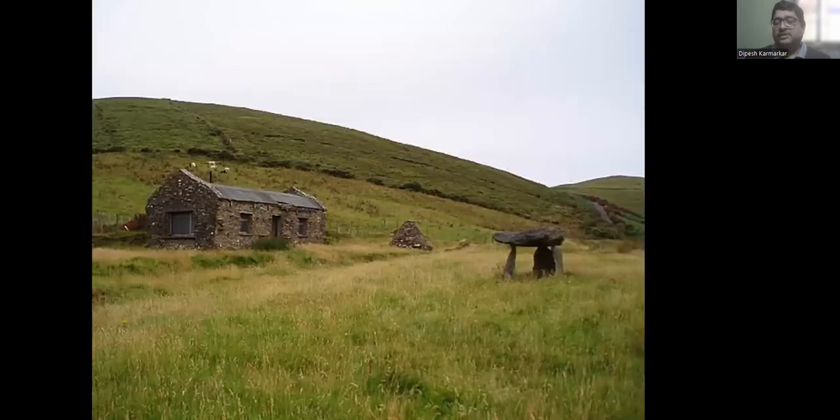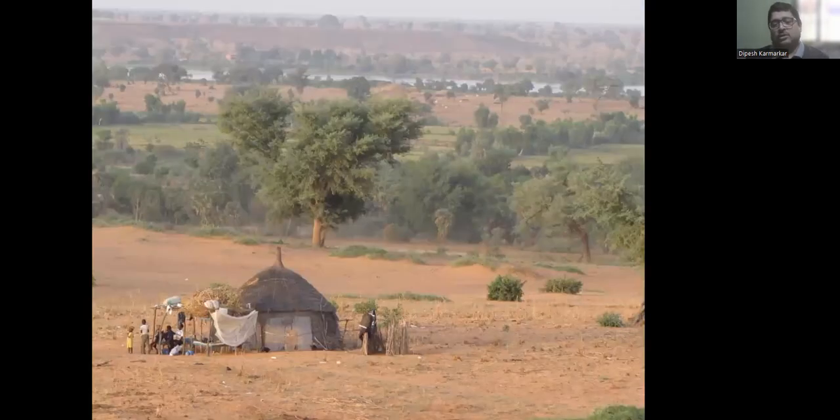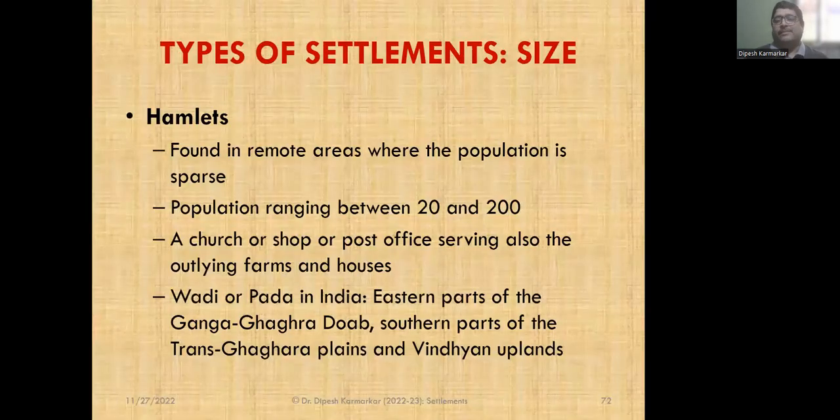These are just a few images to talk about. You will not find anything else nearby. You just find one house, or a couple of houses, in such a settlement. The next one is the hamlet.